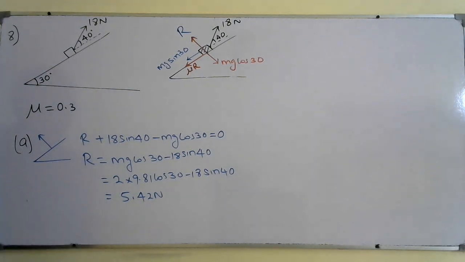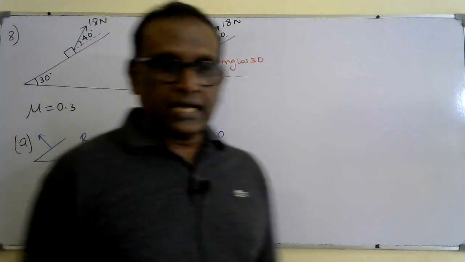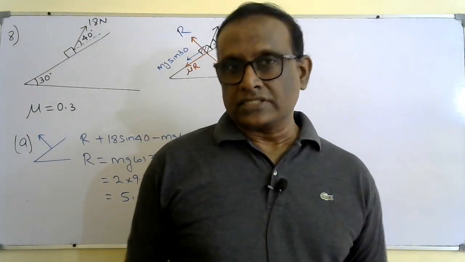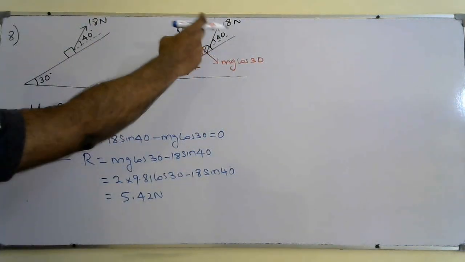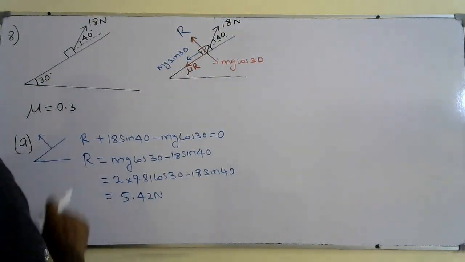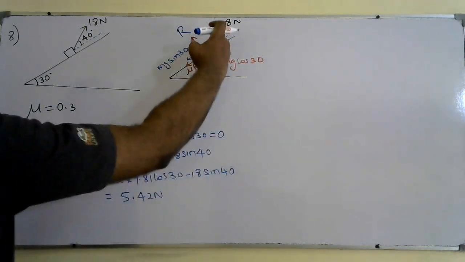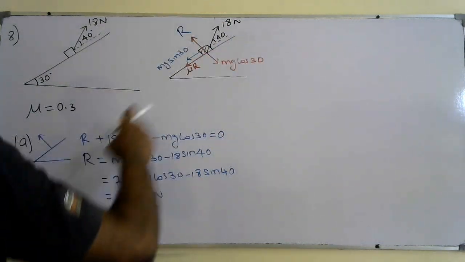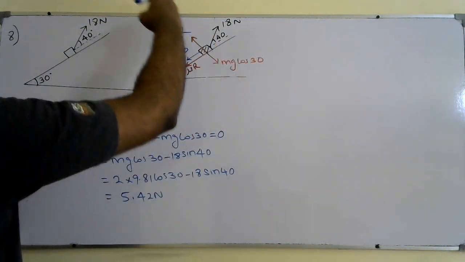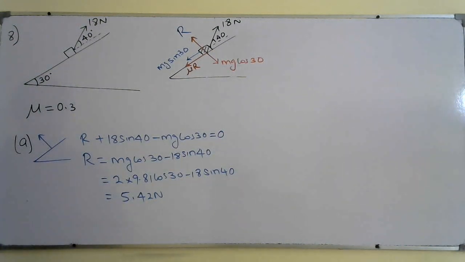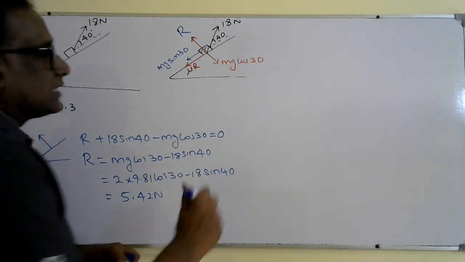So that's R. If the 18 is not there, R equals mg cos 30. Since due to the 18 Newton, the R will be different. We have to resolve all the forces perpendicular to the slope and equal to 0, because there is no acceleration perpendicular to the slope. Now we'll consider along the plane up the Newton's second law.